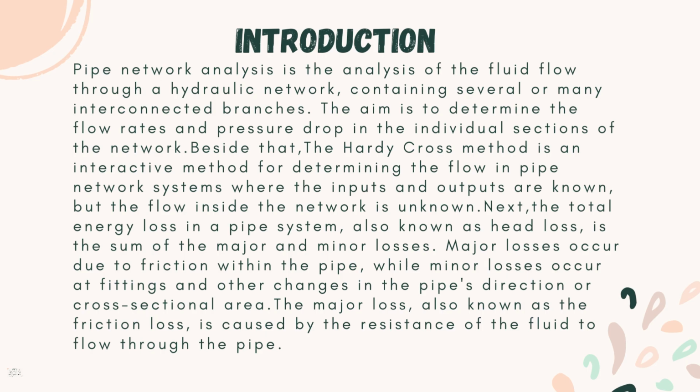The minor losses, also known as the local losses, occur at fittings such as elbows, valves, and expanders. These fittings cause a change in the direction or cross-sectional area of the pipe, which results in lost energy due to the creation of turbulence. Minor losses can be calculated using the equation for the specific fitting. The total energy loss in the pipe is the sum of the major and minor losses, and it can be measured in units of head loss such as meters or feet of head.